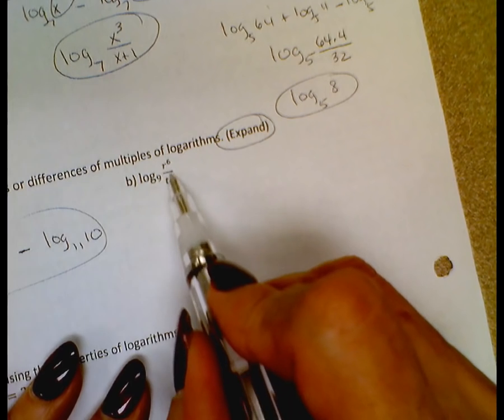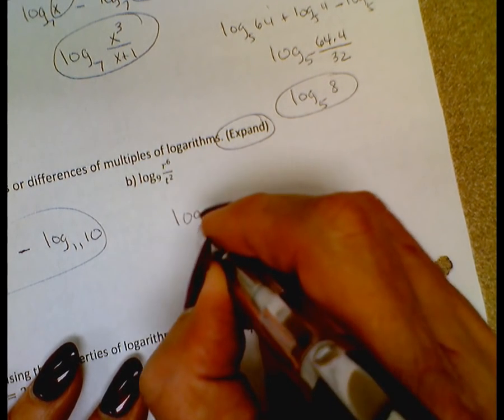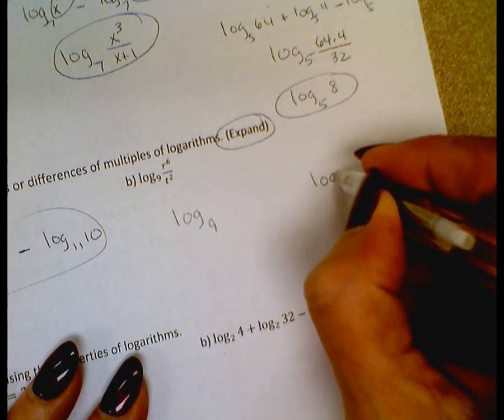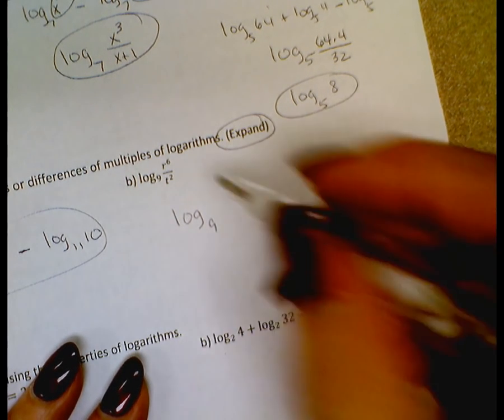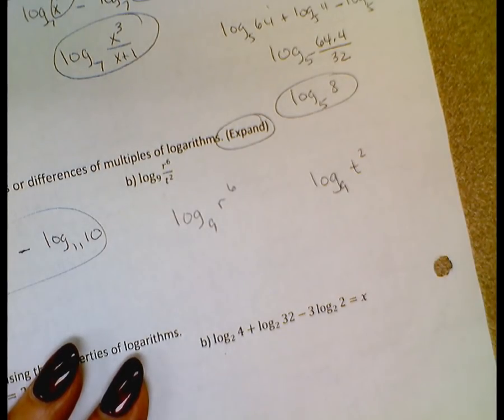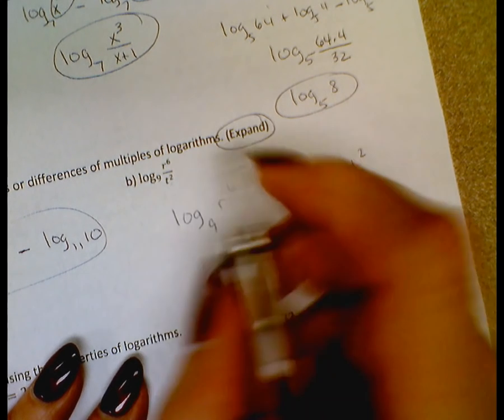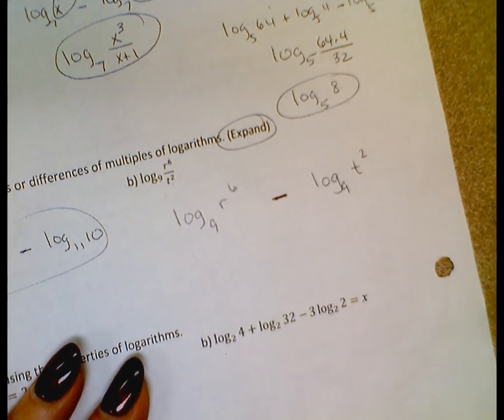How many factors do you see this time? Did you say 2? You are right. So we're going to go log base 9, log base 9, and then r to the 6th and t to the 2nd, like that. Now, notice these are divided. See the t squared in the bottom? That means there should be a subtraction here.